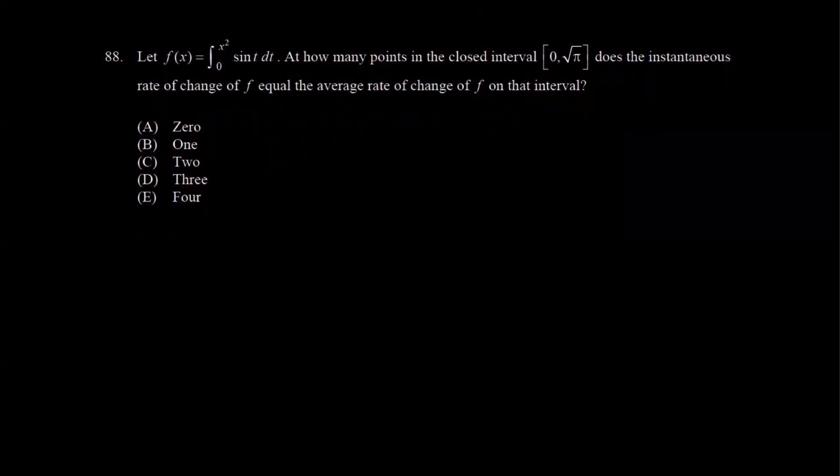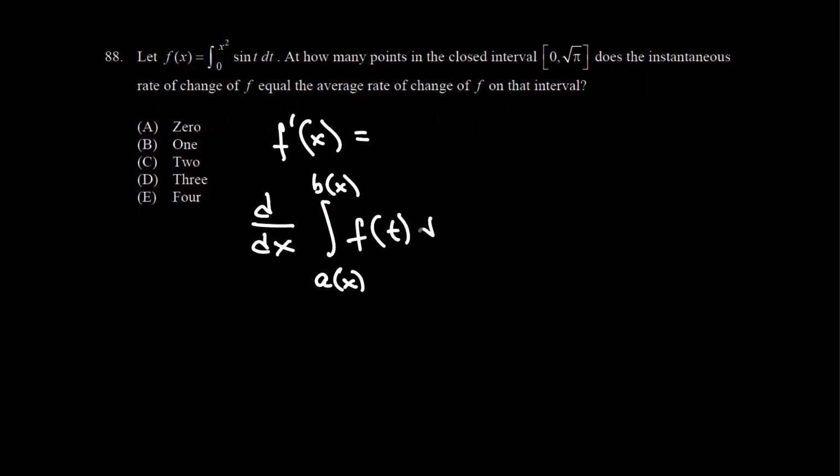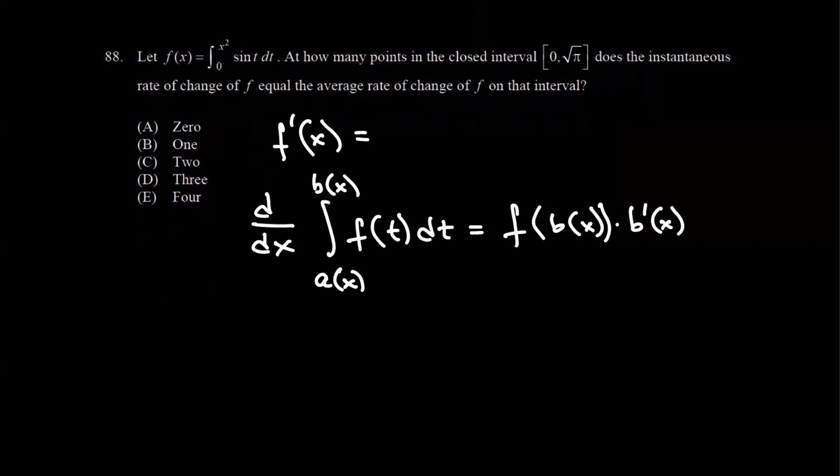So let's first find the instantaneous rate of change. And the instantaneous rate of change is just f prime of x. And so to find that, let's recall that the derivative d over dx of the integral from a, which is a function of x, to b, which is a function of x, of f of t dt is equal to f when we plug in b of x times the derivative of b of x with respect to x minus f where we plug in the value a of x into the function times the derivative a prime of x.